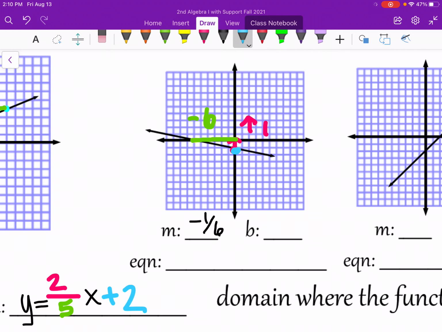B, that's my y-intercept, is right there. That's where B is. And that's at negative 1. So my equation is y equals m, which is negative 1/6, x plus b, which is negative 1. So it's negative 1/6 x minus 1.